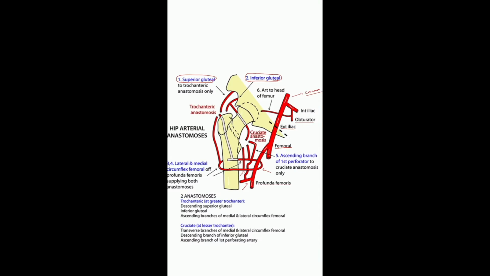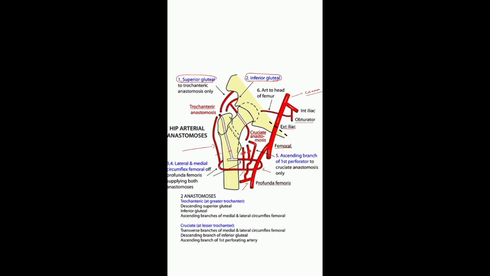Okay, so going back to the medial and lateral circumflex arteries, they give off two different ascending branches, which are this and this, and they also give off two different transverse branches, which are this one and this one. Okay, so that's for the branches.